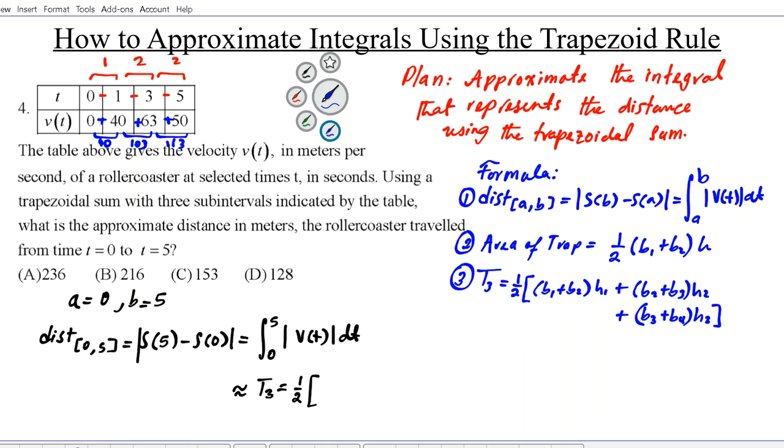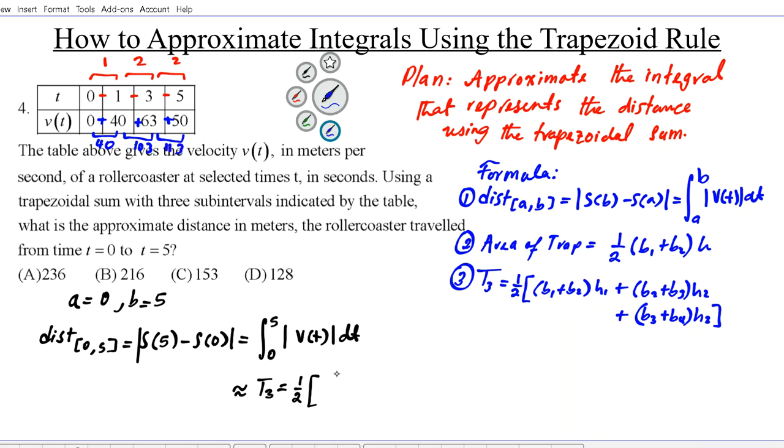Okay, all right, so let's go ahead and make use of that right now. Let me rewrite it again so it's easy to see. This one is 40, and then this is 103, and then this right here is 113.